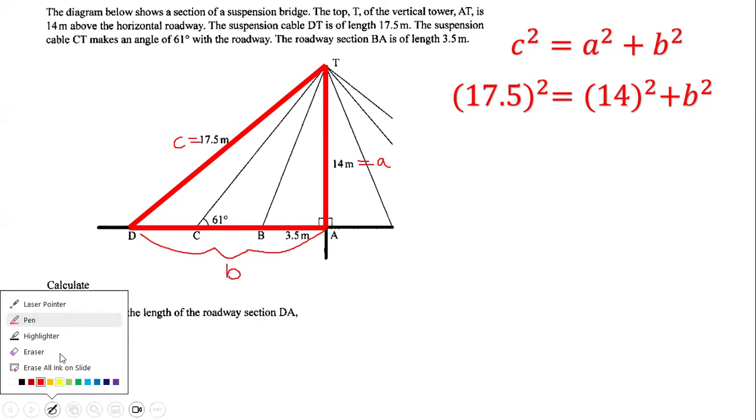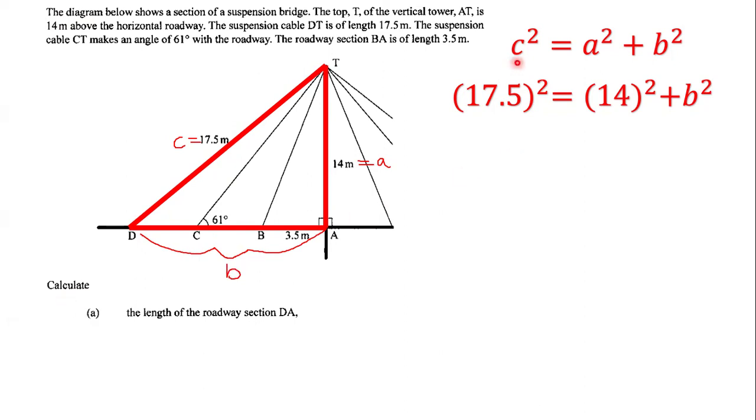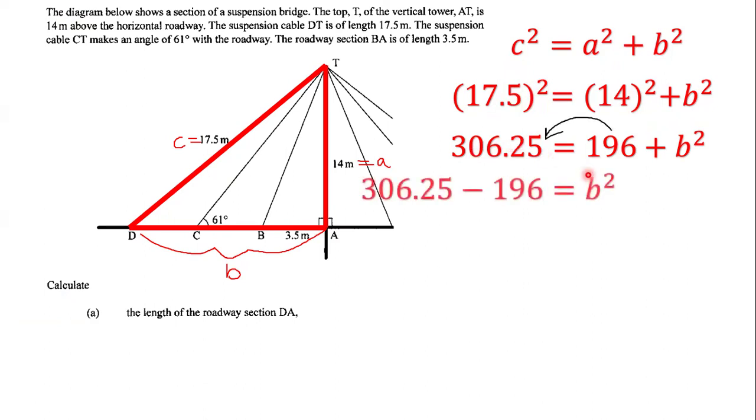And so we have C equal to 17.5, A equal to 14, and we have B squared. So we have 17.5 squared equals 14 squared plus B squared. Next, we say what is 14 squared? That's going to be 196. What is 17.5 squared? That's going to be 306.25. Next, we send the 196 over the equal sign, and that gives us 306.25 minus 196 equals B squared.